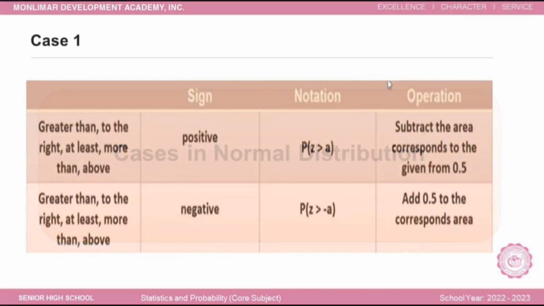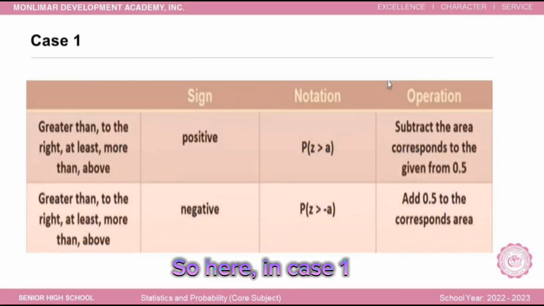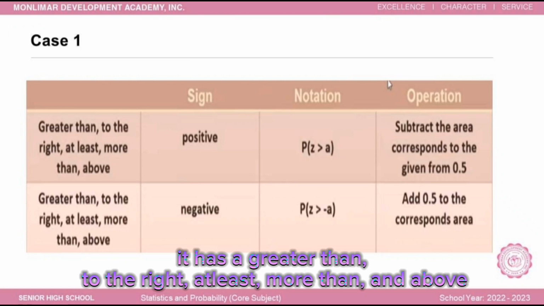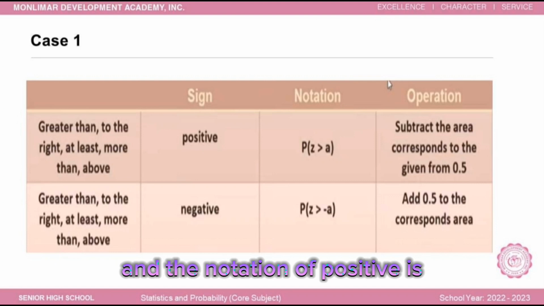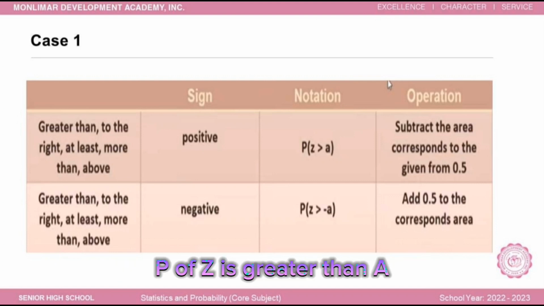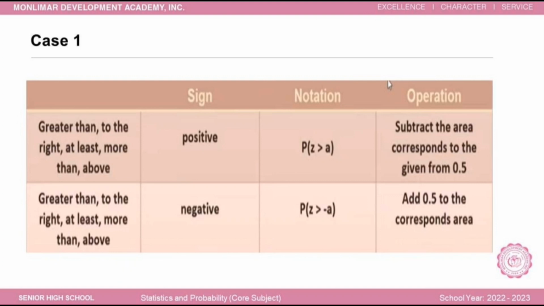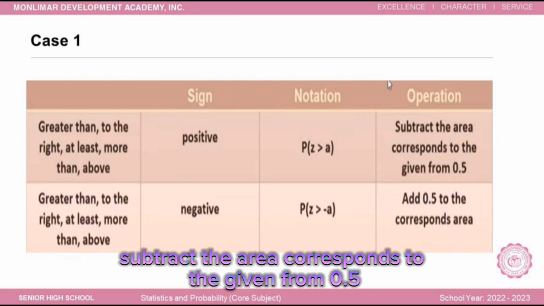So, let's start. Case 1 has the words greater than, to the right, at least, more than, and above. It is positive. The notation of positive is P of Z greater than A, and the operation is to subtract the area that corresponds to the given value from 0.5.